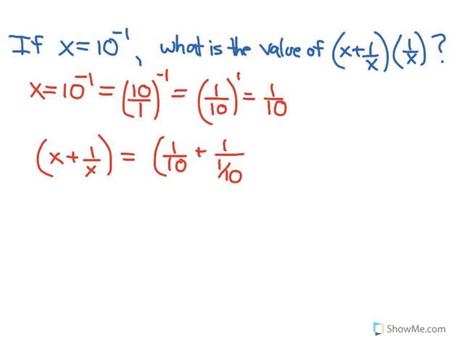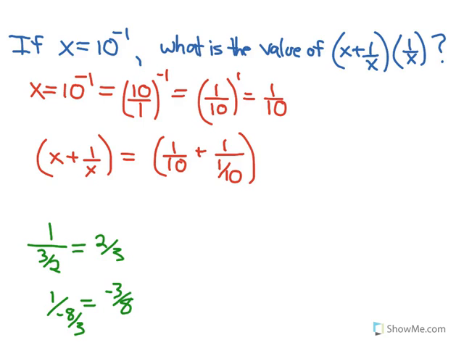Another good thing to remember about fractions is that when you do 1 over any fraction, it flips the fraction. So, for example, if we did 1 over 3 over 2, this is just equal to 2 over 3. 1 over negative 8 over 3 equals negative 3 over 8. So you just flip a fraction, and then it gets rid of the fraction within the fraction. So we can say that this bracket is 1 over 10 plus 10. Okay, that's not too bad.